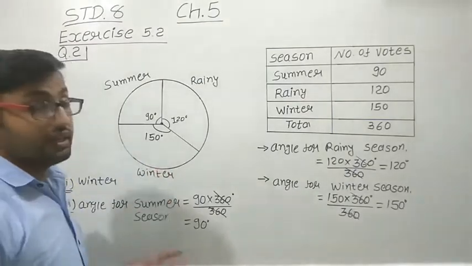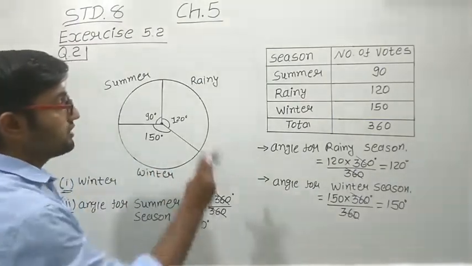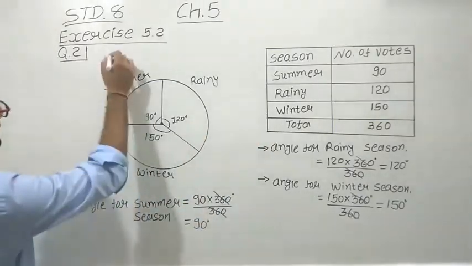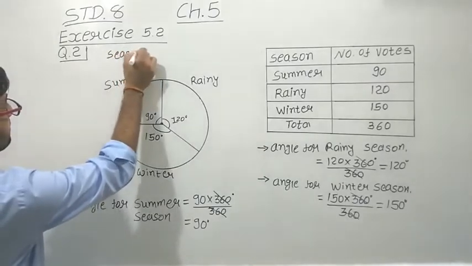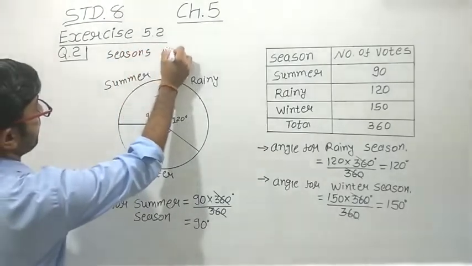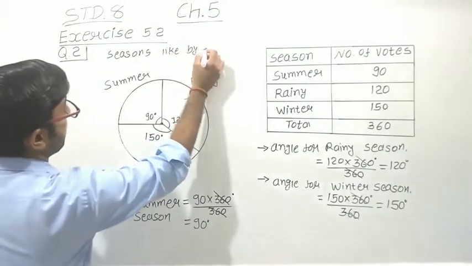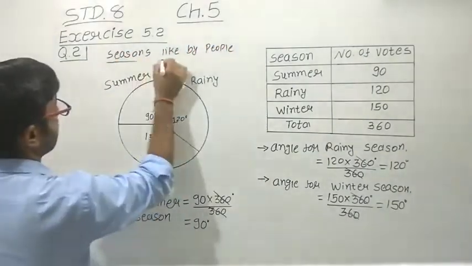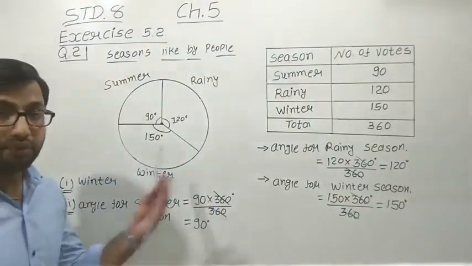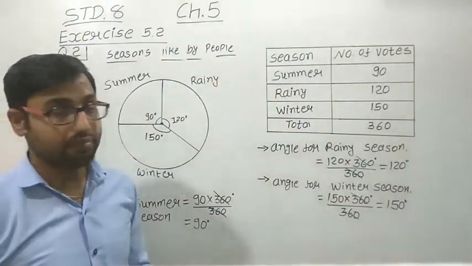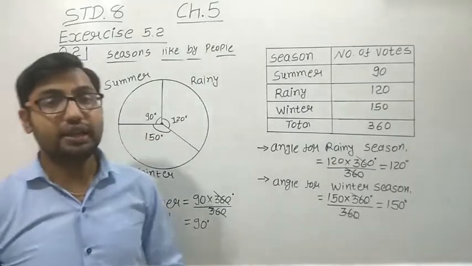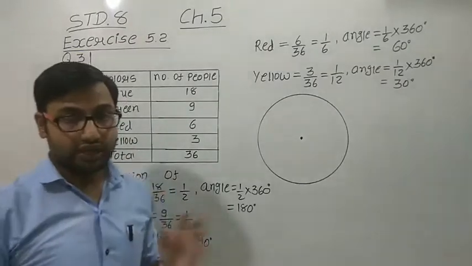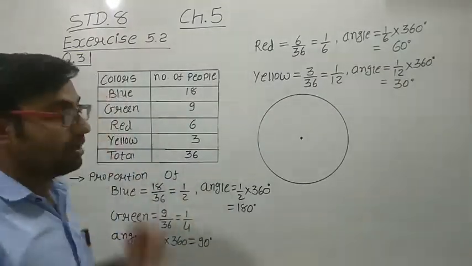What about this data? This data is about the seasons liked by people. We can also write it as the seasons liked by people, or the group of people. So in this way we can construct the pie chart. Understand? Okay. So now we will study question number 3.